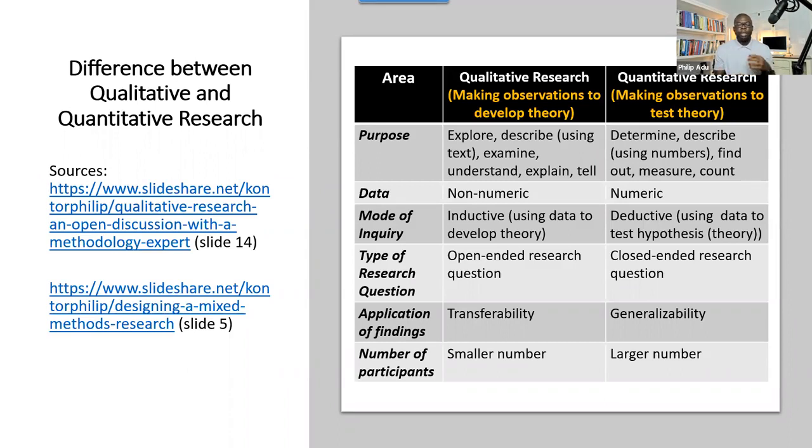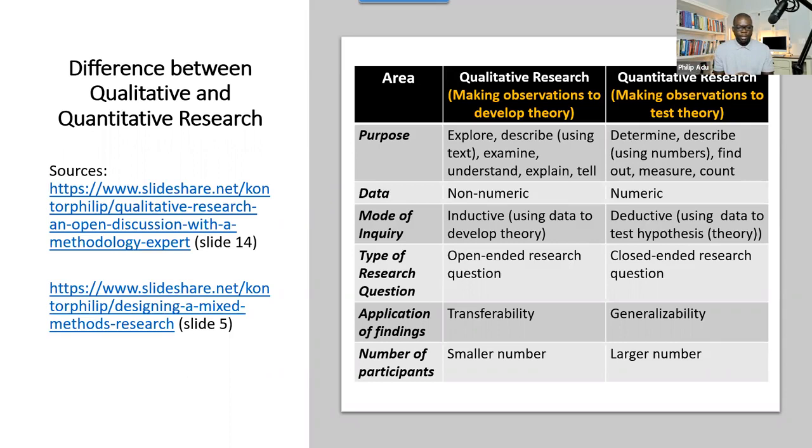And in terms of data, you might know that the qualitative focuses on non-numeric data, collecting words from participants, developing themes to help to address your research question. Quantitative is more of collecting numbers, measuring something. We already talked about the mode of inquiry. So the mode of inquiry for the qualitative is inductive. You are using data to develop a theory, and then deductive is for the quantitative research, using data to test a hypothesis or a theory.